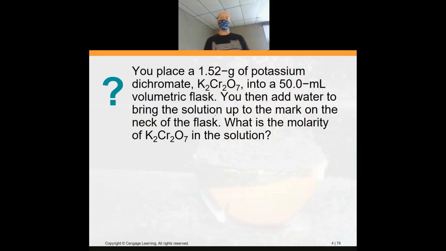All right, so if we have 1.52 grams, we have to convert that to moles. So you get the molar mass of the potassium dichromate: 2 potassiums, 2 chromiums, 7 oxygens, add them up. And that's going to give us our moles of solute. We're going to put it in a 50 ml volumetric flask, add enough water to bring it to the mark. So then the total solution, they are both in there together up to the 50 ml mark.